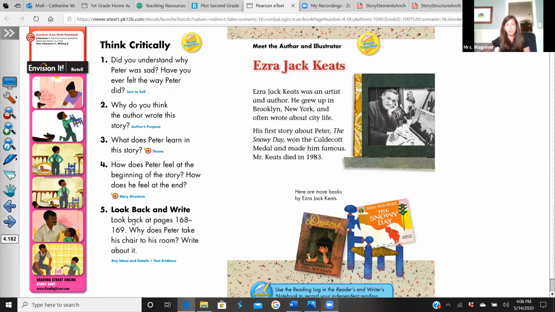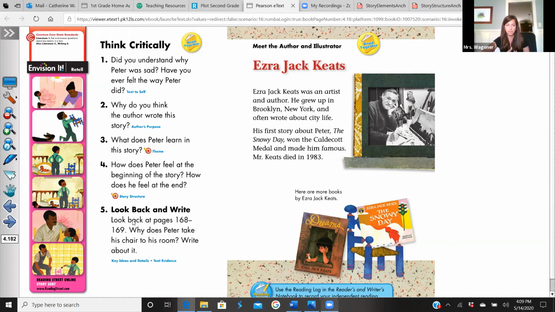Number 4 is about the story structure. So the question is, how does Peter feel at the beginning of the story? How does Peter feel at the end? So this is about characters, their feelings change often through a story. So how does he feel at the beginning? And then how does he feel at the end? 2 parts to that question. Okay, so if you need more time, you can pause it.